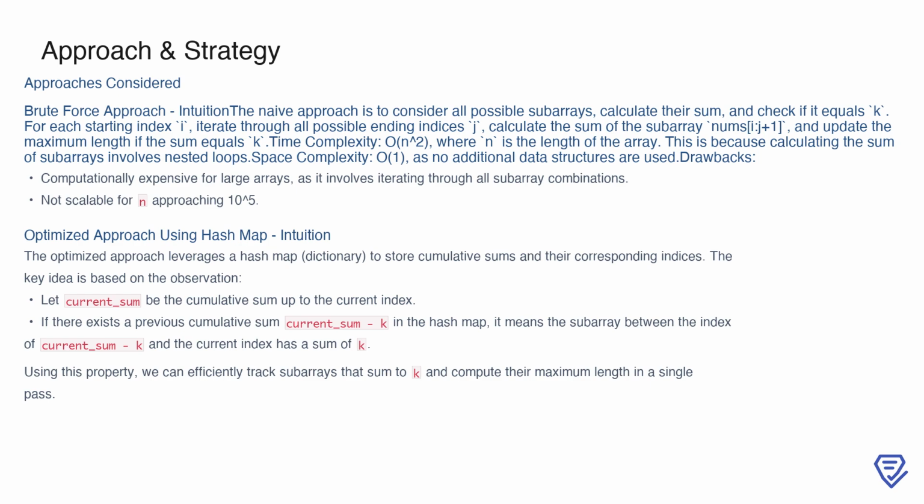However, this approach has significant drawbacks. Its time complexity is n squared, as it involves nested loops to calculate subarray sums, making it computationally expensive for large arrays. Additionally, it doesn't use any extra space, so the space complexity is O(1). While simple, this approach becomes impractical for arrays where n approaches 10 to the power of 5, as it cannot scale effectively. To address these limitations, we can explore a more efficient solution using a hash map.